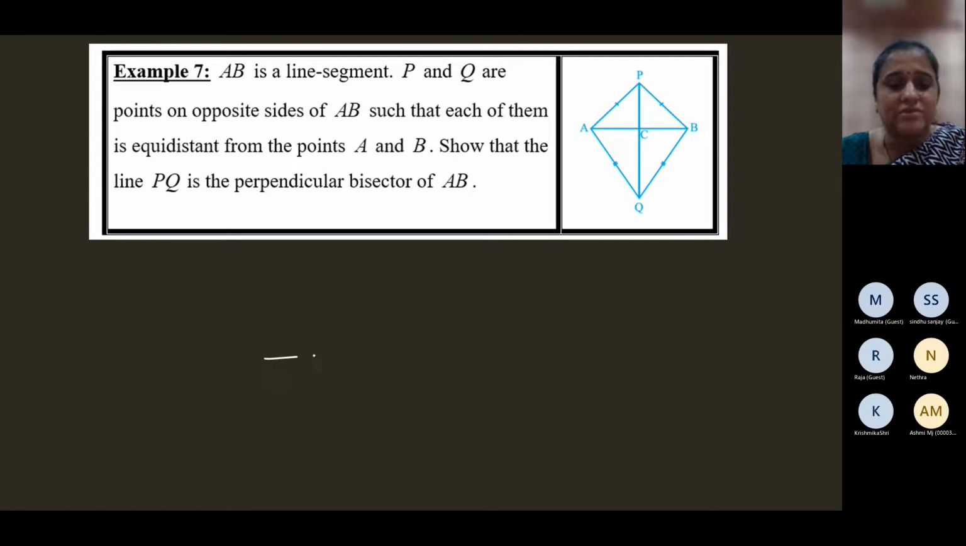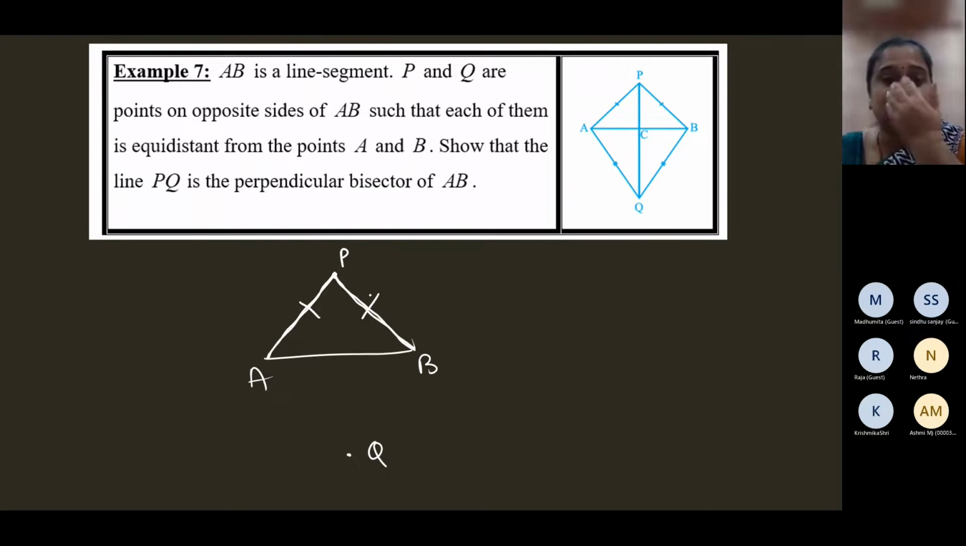Here AB is a line segment. P and Q are points on opposite sides of AB such that each of P and Q is equidistant from A and B. That means P is equidistant from A, and P is equidistant from B. That means PA is equal to PB.